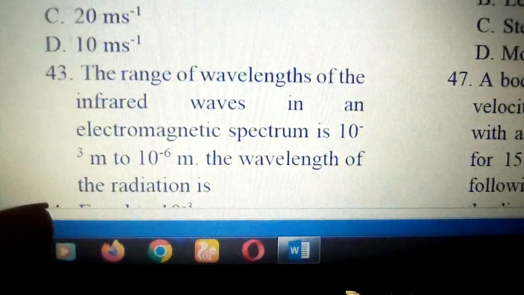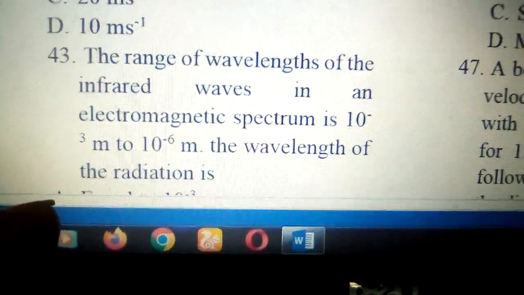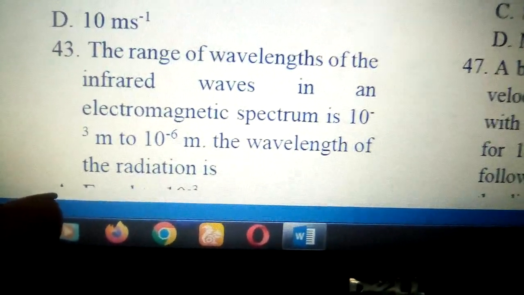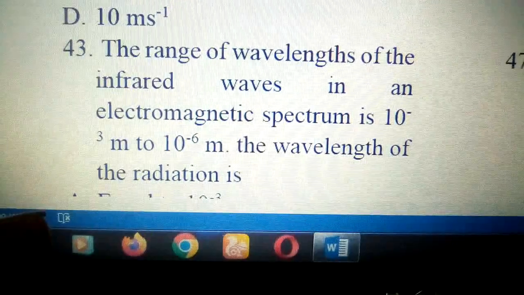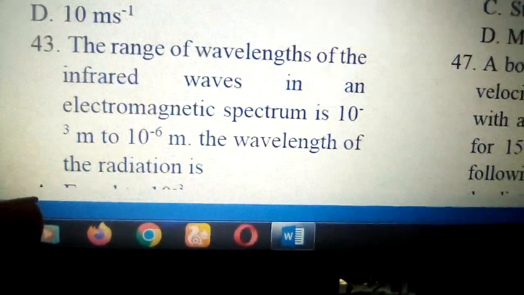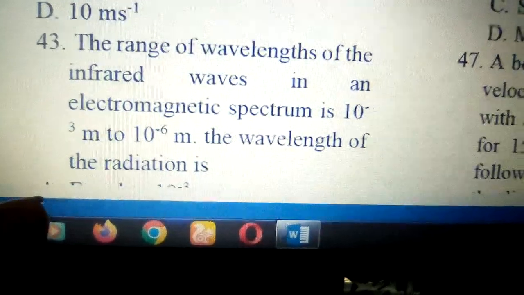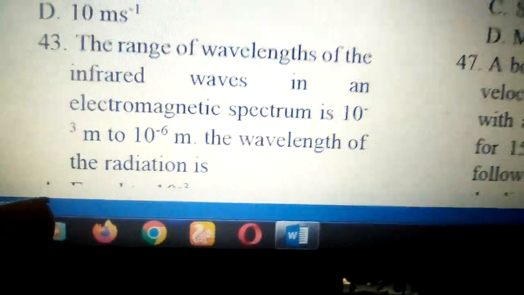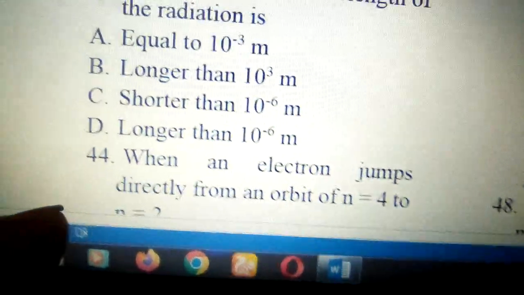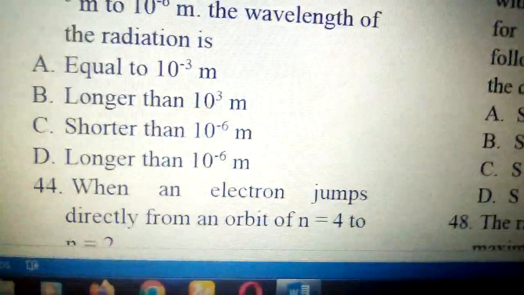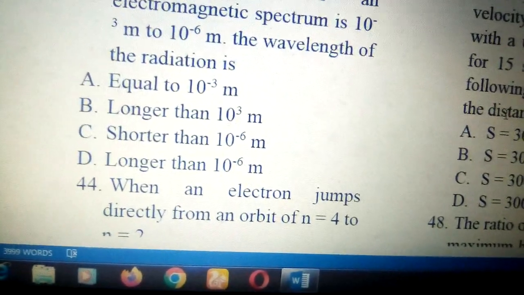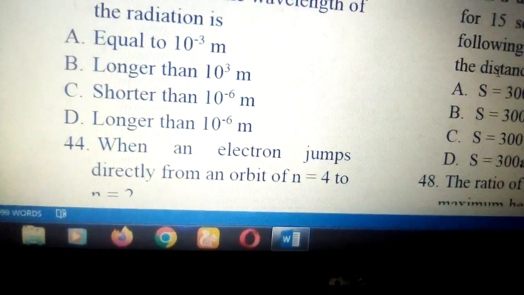Number 43. The range of wavelengths of the infrared waves in the electromagnetic spectrum is 10 power minus 6 meter to 10 power minus 3 meter. You are given the range, and you see that 10 power minus 6 is the lower limit and 10 power minus 3 the upper. That means the wavelength of the ray must be longer than 10 power minus 6. Look at the options. Option A equal to 10 power minus 3 meter. Option B longer than 10 power minus 3 meter. Option C shorter than 10 power minus 6 meter. And option D longer than 10 power minus 6 meter. The answer is D, longer than 10 power minus 6 meter.